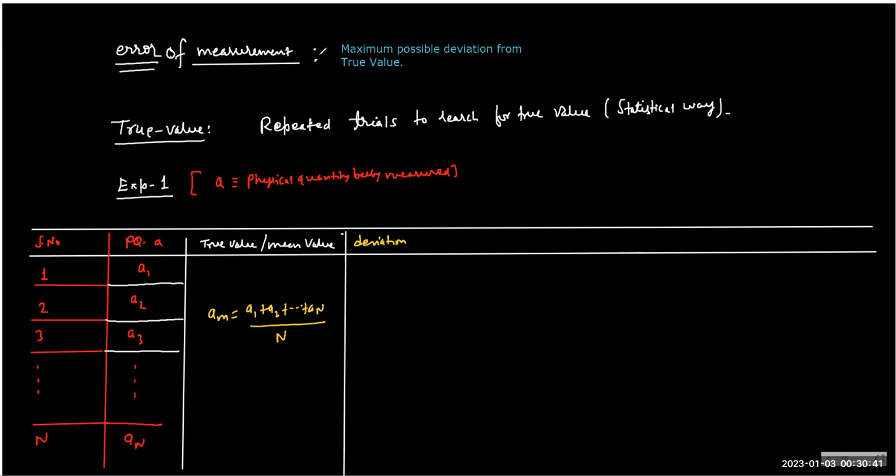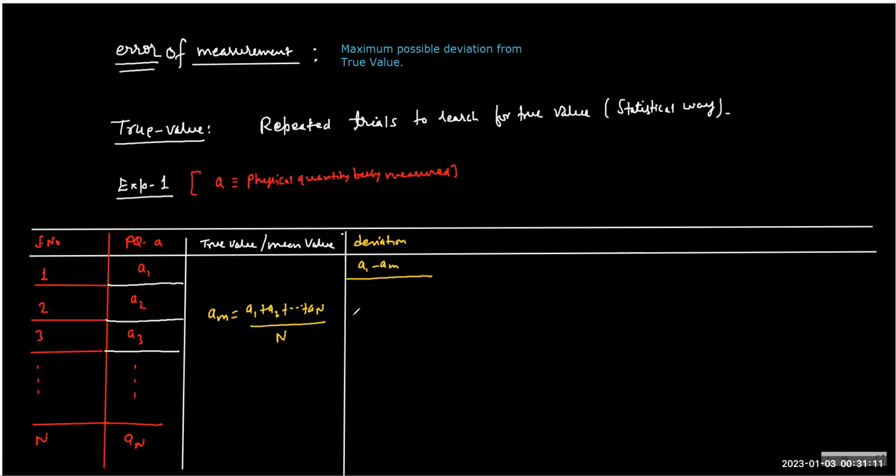Once you get the truth, the next step is deviation. And what is deviation, guys? How far your observation is from your true value, the truth. So the first deviation we can write is A1 minus A mean. What is A mean? The truth. What was your actual value? A1. So the deviation is A1 minus A mean. This will give you the range of deviation, like how far your answer went from the reality.